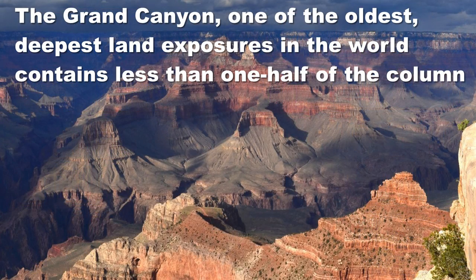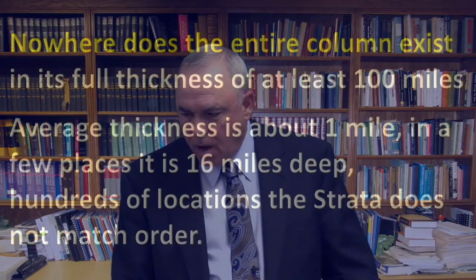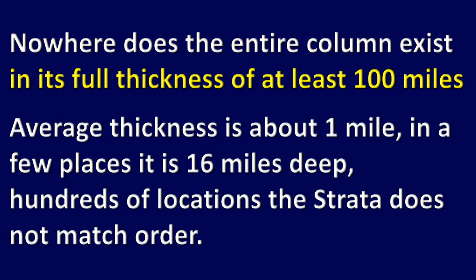The Grand Canyon, pretty big hole in the ground, right? You would expect to see all the geologic column in the Grand Canyon, but you don't. You see about half of the column there, at most. Nowhere does the entire column exist in the full thickness of at least 100 miles, nowhere. It's supposed to be 100 miles deep to 200 miles. That's according to the scientists that believe this. The average thickness of the geologic column is only a mile, even where it exists.